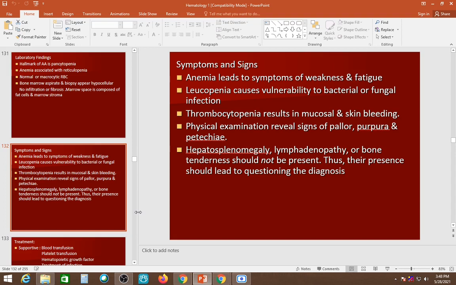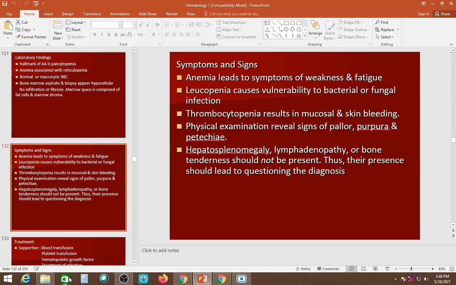Another important thing you should know is that the presence of hepatosplenomegaly, lymphadenopathy or bony tenderness should not be present. Their presence should lead you to question the diagnosis. If you get a patient of anemia or pancytopenia with hepatosplenomegaly and lymphadenopathy, then this is not aplastic anemia. You have to question yourself and search for the other causes. Clear?